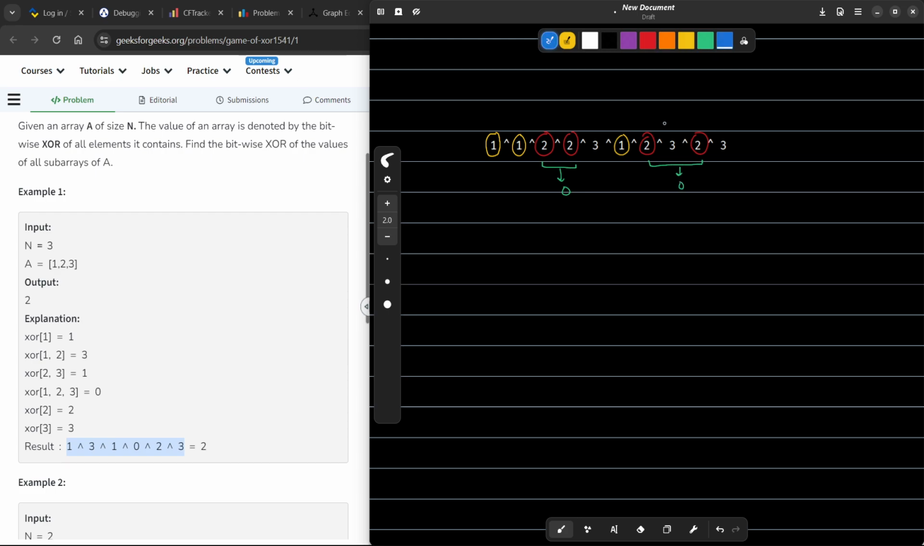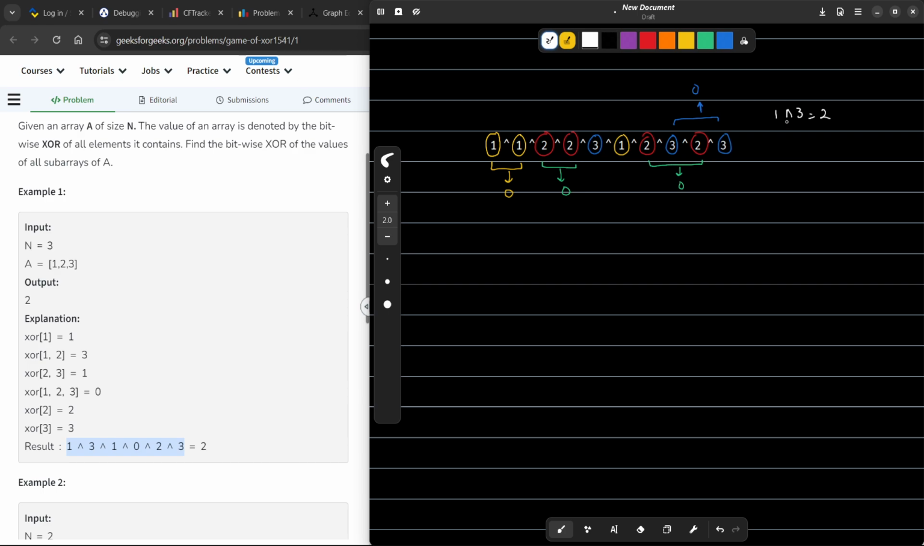Now let us talk about 1 and 3. We have 1 and 3 here, here, and here. So for both 1 and 3, the frequency is odd. Let's say that two of the ones cancel out each other, and two of the threes cancel out each other, so they become 0. The only thing that we are left with is 1 XOR 3, and that is 2 actually, which is the final answer of this particular problem.